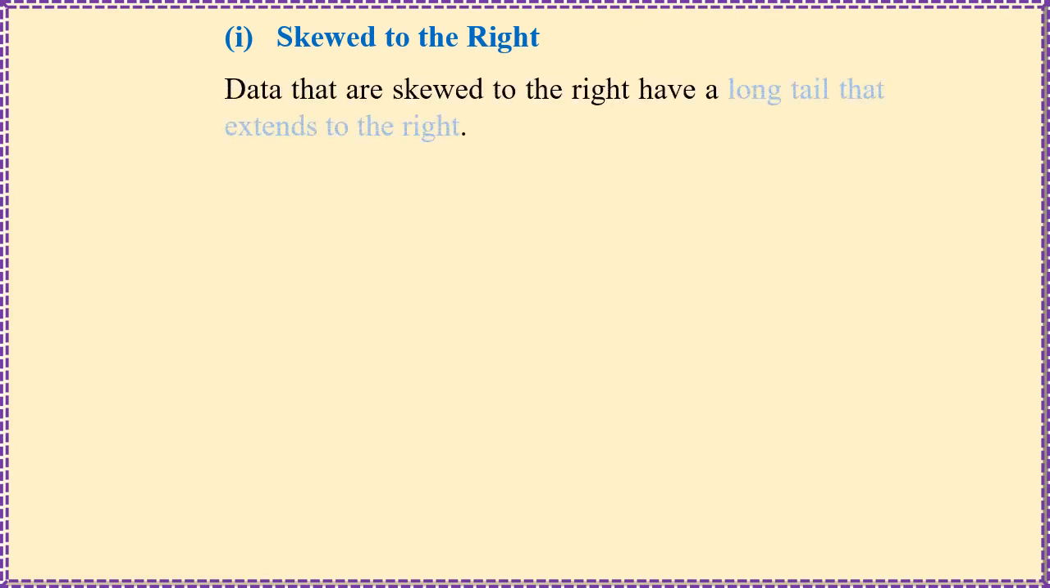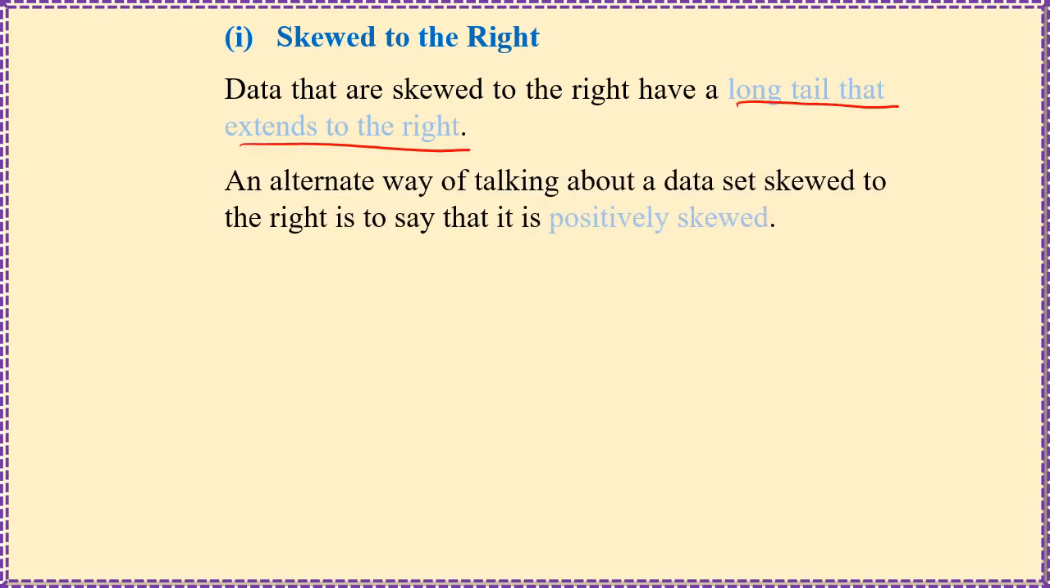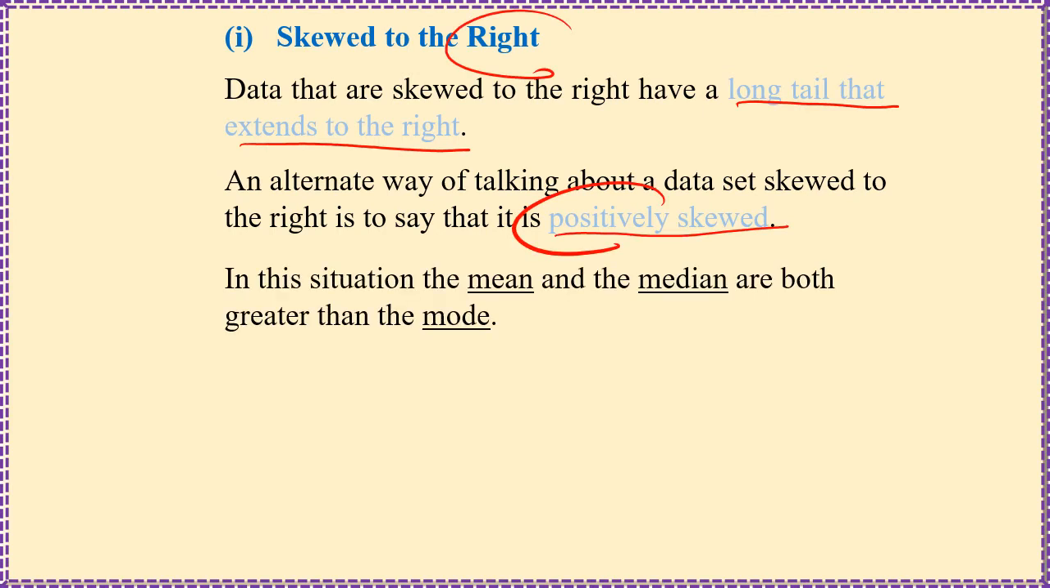Okay, skewed to the right. Data that are skewed to the right have a long tail that extends to the right. An alternate way of talking about a data set skewed to the right is to say that it is positively skewed. So right relates to positive. In this situation, the mean and the median are both greater than the mode. Both greater than the mode, so the mode will be the smallest value.